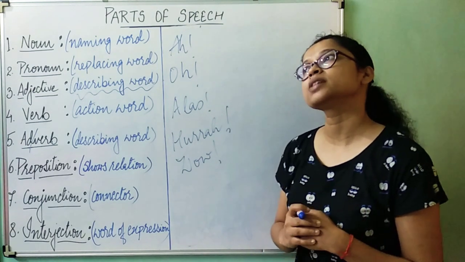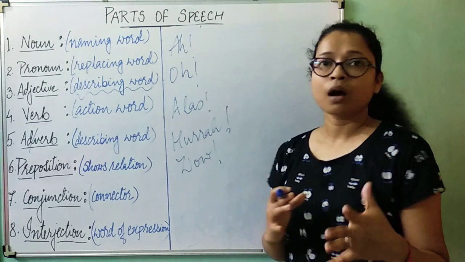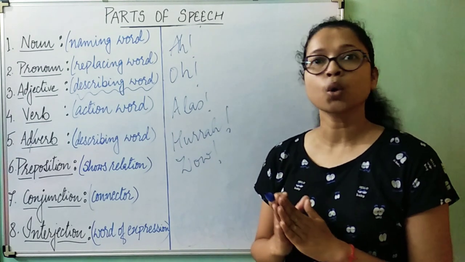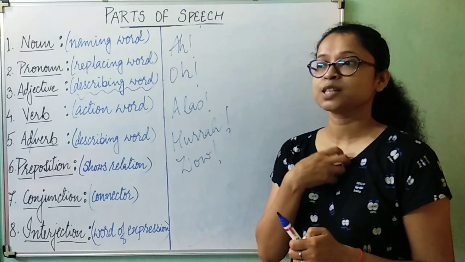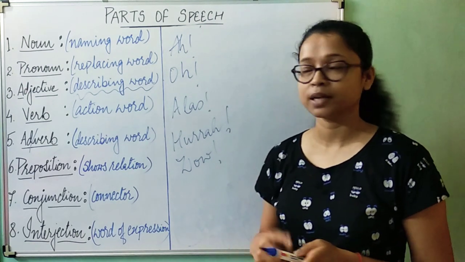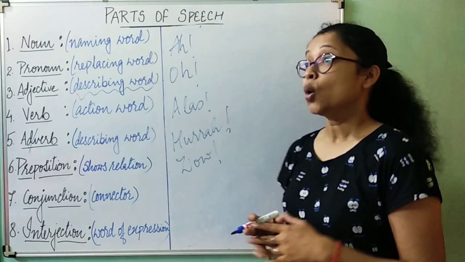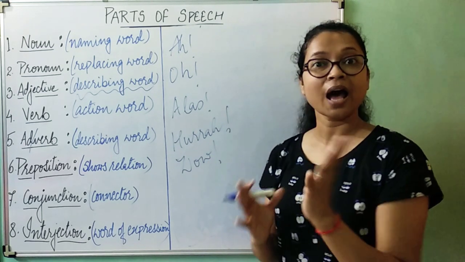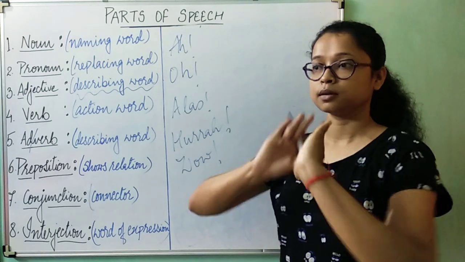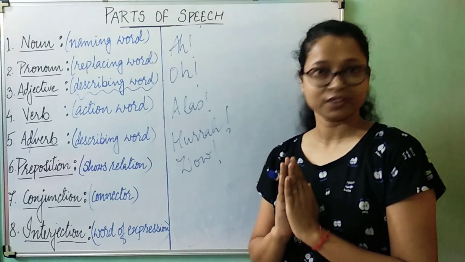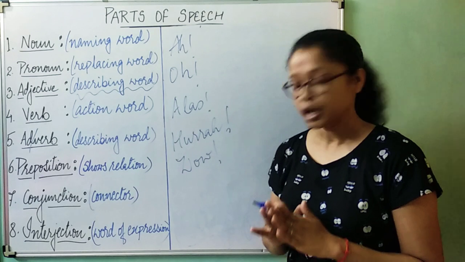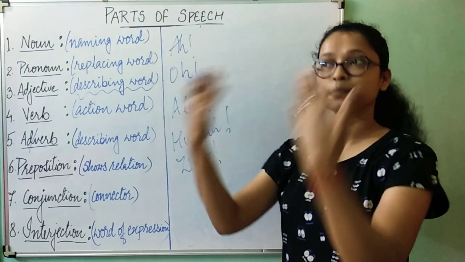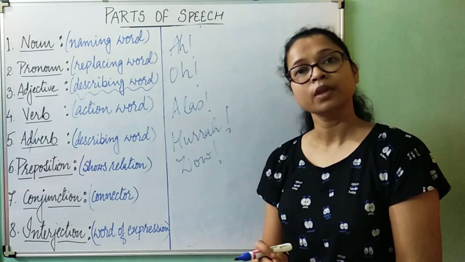For example, alas, the earthquake destroyed the whole village. That's an expression of sorrow. Another example, wow, it's a beautiful house. It's an expression of surprise. So these are the words that are used to express some emotion, some feeling.